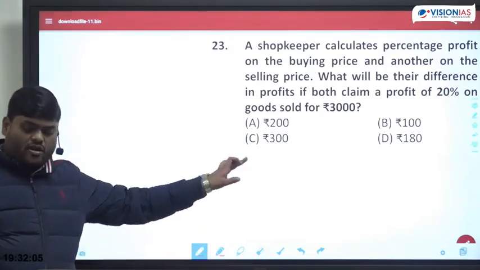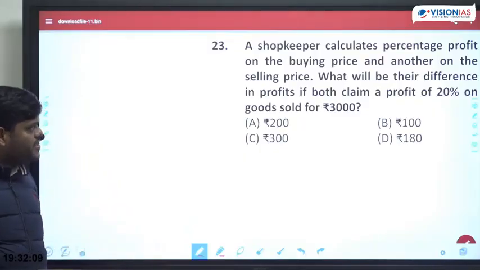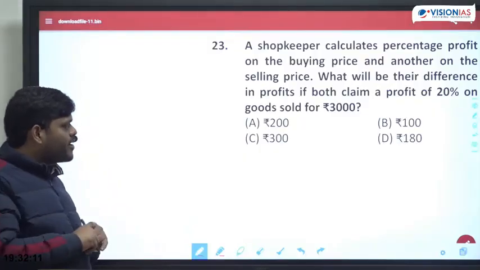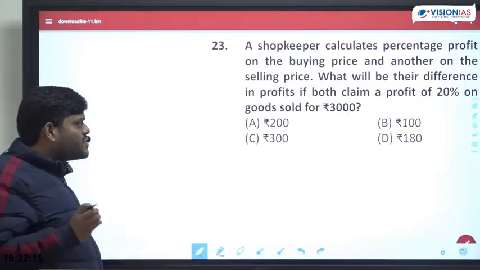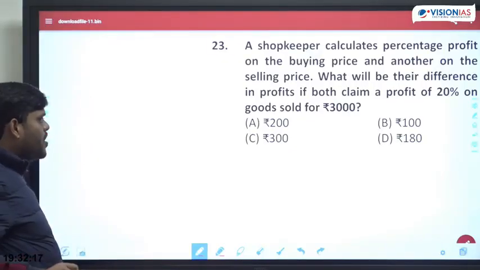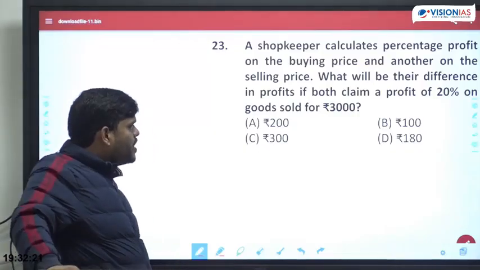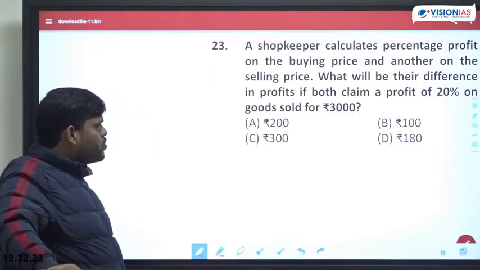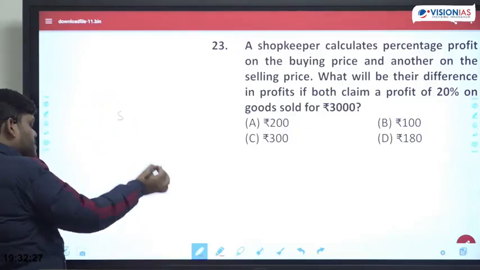Okay. Let's solve this question. Then I will come to that. Let's solve this one. A shopkeeper calculates percent profit on the buying price and another on the selling price. What will be the difference in profit if both claim to have profit of 20% on goods sold on 3,000?